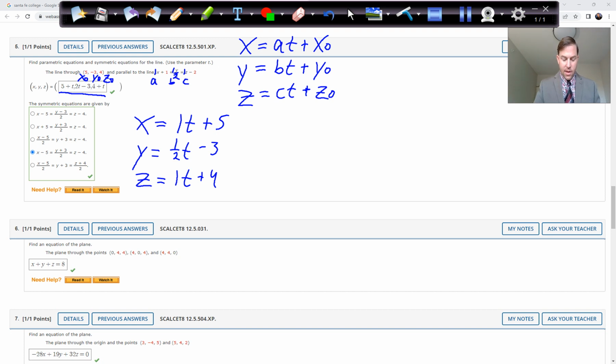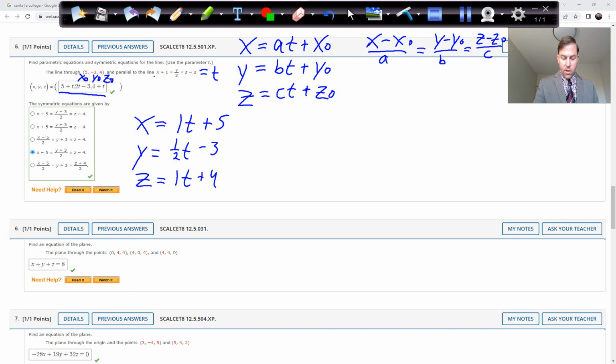Okay. Oops, actually there's an error there. When it's written like this, these are not a, b, and c. Okay, let me rearrange this. These all equal t. So the formula we actually need is this one. We need x minus x0 over a, and that should equal y minus y0 over b, and that should equal z minus z0 over c.